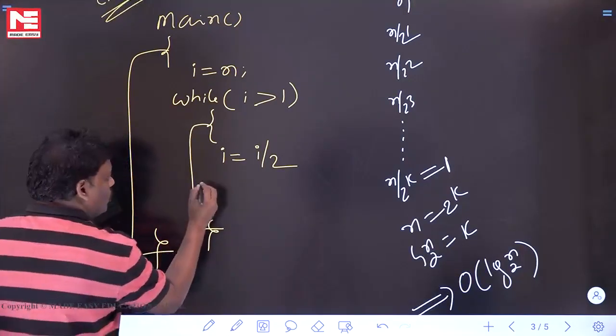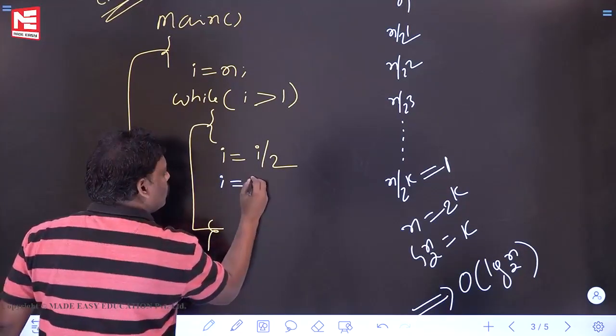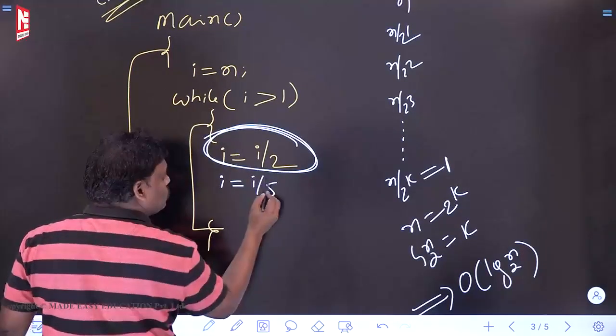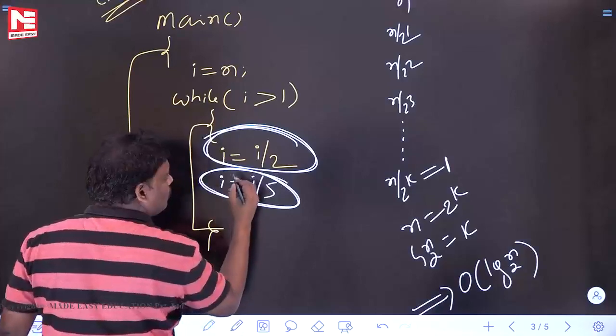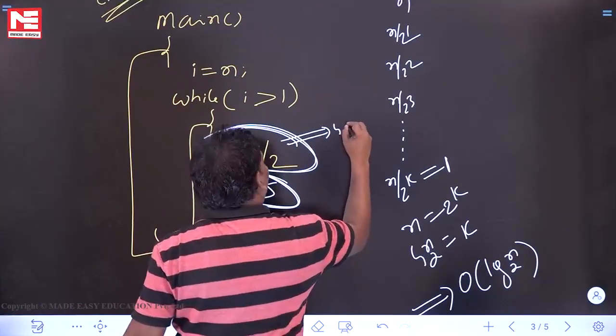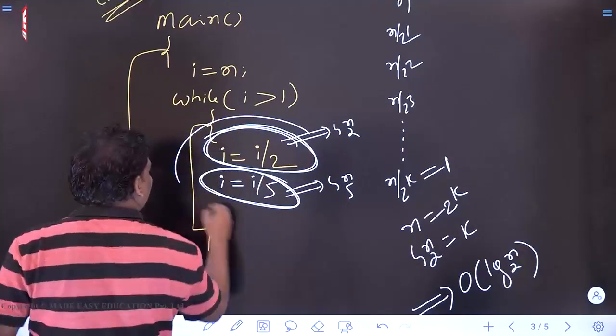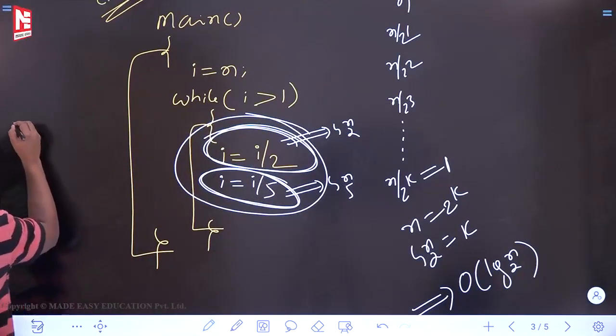Now see the answer. One more interesting line: i is equal to i by 5. What is the answer? This only there, log n base 2. This only there, what is the answer? Log n base 5. Let me write now. It will go to log n base 2. This will go to log n base 5. Suppose if both are there, what is the answer? See the interesting story.